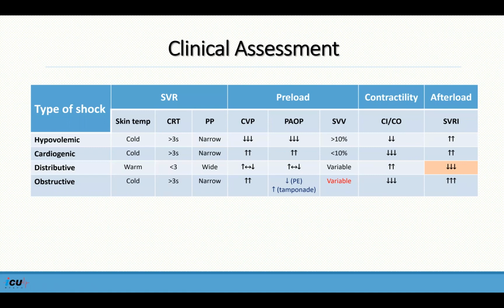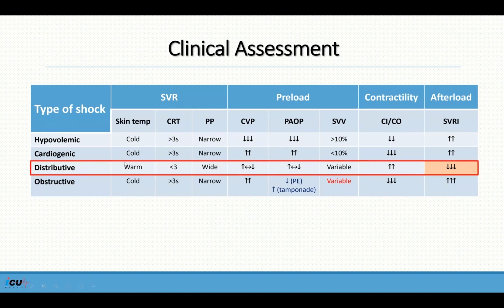On our clinical assessment here, in the third row, you see the skin temperature is warm, the capillary refill time is decreased or normal, and the pulse pressure is wide. You can see the difference between systolic and diastolic blood pressure. Now, the main problem is afterload. Again, this is systemic. Systemic vascular resistance is decreased. As a result, the compensatory mechanism will try to increase the contractility, the heart rate, and the stroke volume, and the cardiac output will be increased. In terms of the preload, it is actually variable.